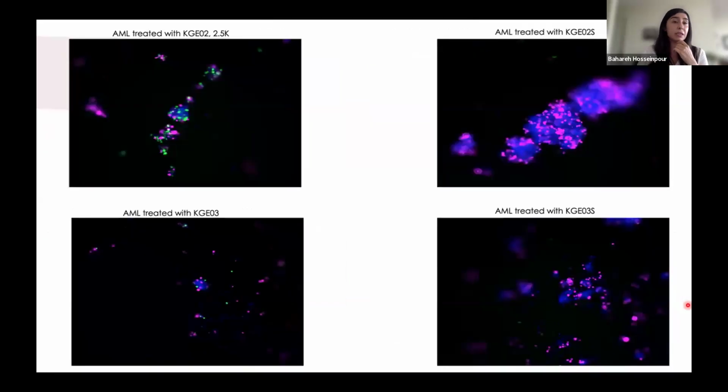So once we treat them with the aptamer, this is AML that has been treated with aptamer 2, and this is aptamer number 3. This is our control, AML itself. And as you can see, this is the scramble for aptamer 2 and aptamer 3. The green shows my aptamer. The blue is just the staining that we did for nuclei, it's Hoechst. And the pink is just my AML cell.